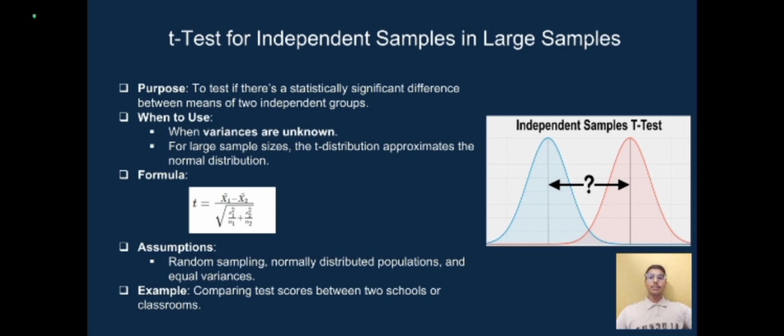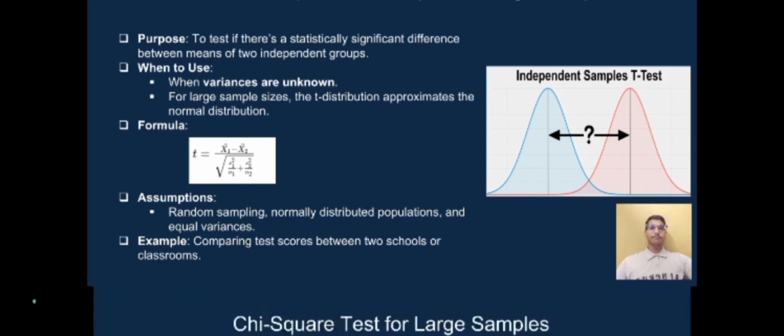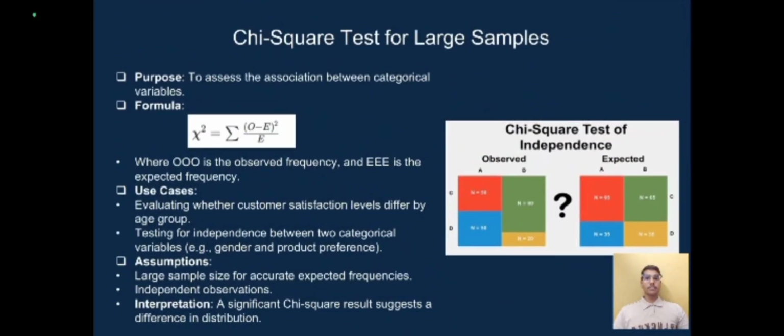As an example, it could be comparing the test scores between two classrooms to evaluate if different teaching methods make a statistically significant difference. Chi-square test for large samples.